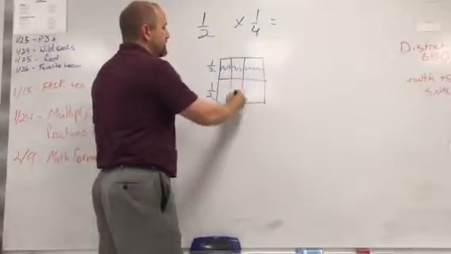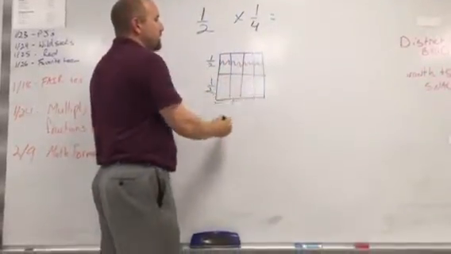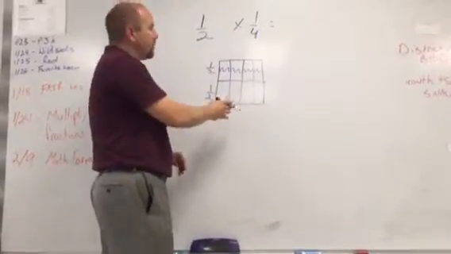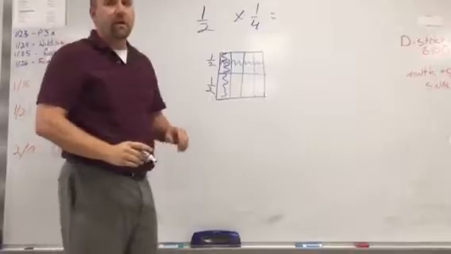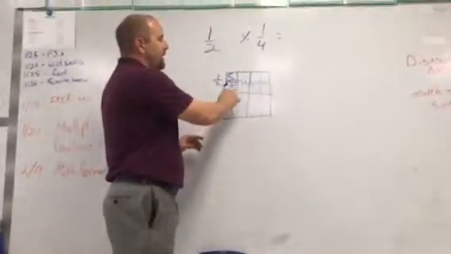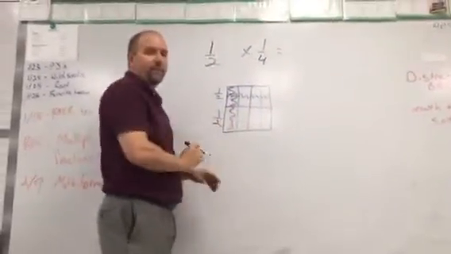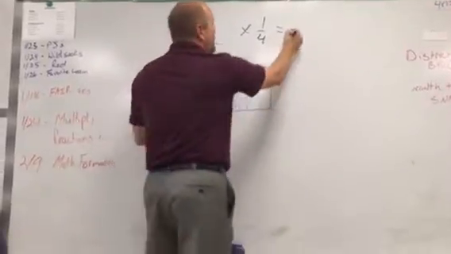pieces vertically, and then I'm going to color in one of those vertical pieces. Now if I look at my unit, I now have a total of 8 pieces, and that's going to represent my denominator.